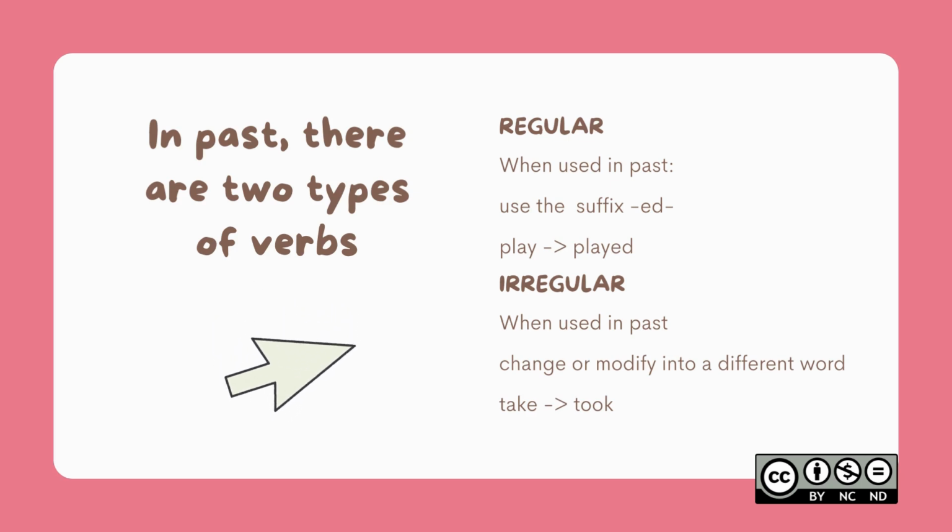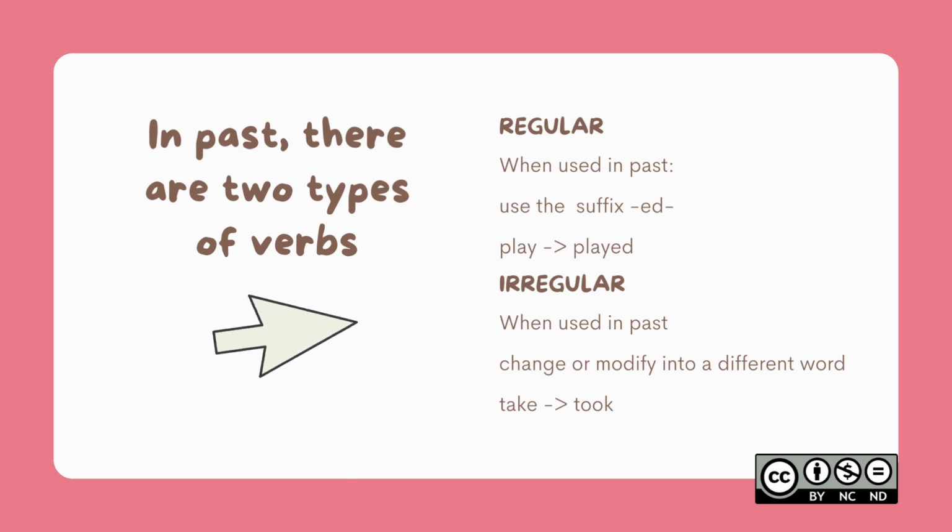In past, there are two types of verbs. We have regular verbs and we have irregular verbs. When we use a regular verb in past, we have to add, yes, we have to add ed. That makes a regular verb in present. When you add ed, it makes it in past. So you have play and you have played.